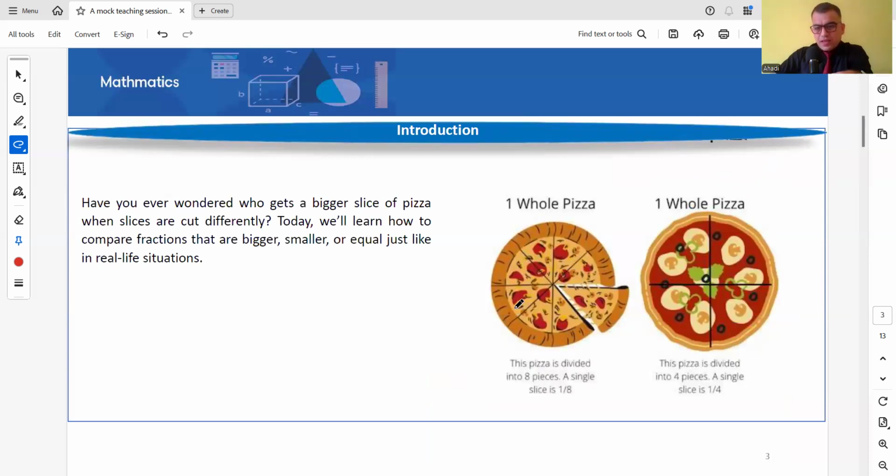As you can see, here we have two pizzas. One is divided into 8 and the other one is divided into 4. Have you ever wondered who gets a bigger slice of pizza when slices are cut differently? Today we will learn how to compare fractions that are bigger, smaller, or equal, just like in real life situations.